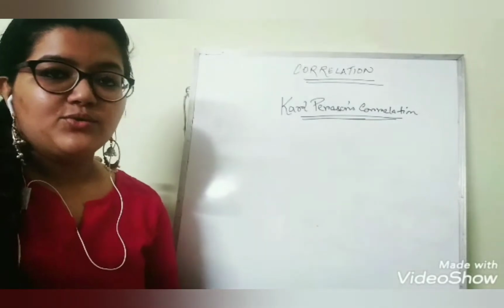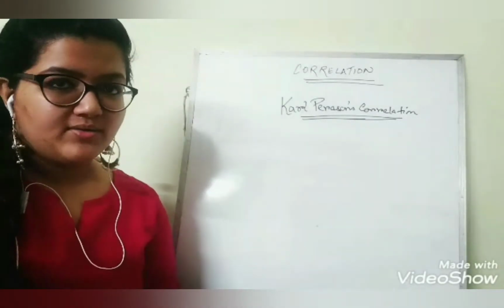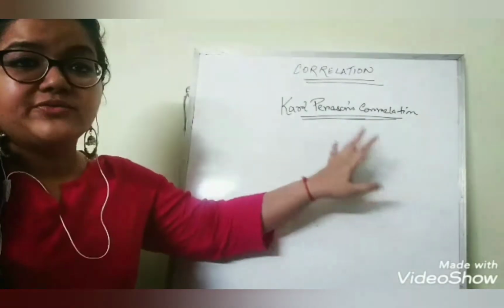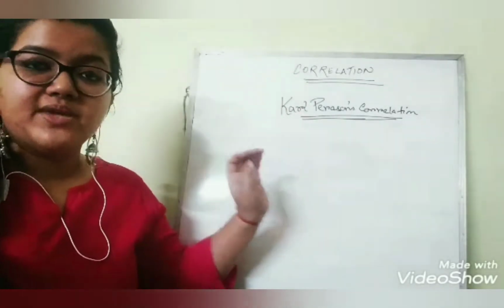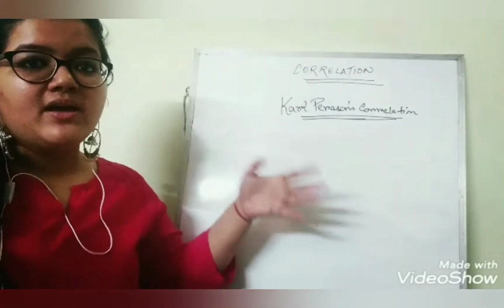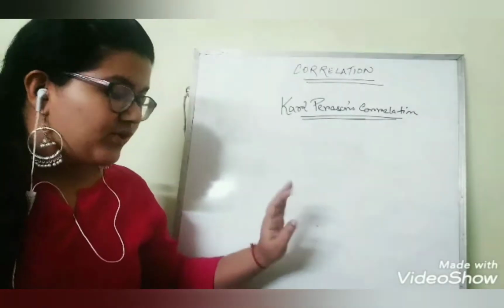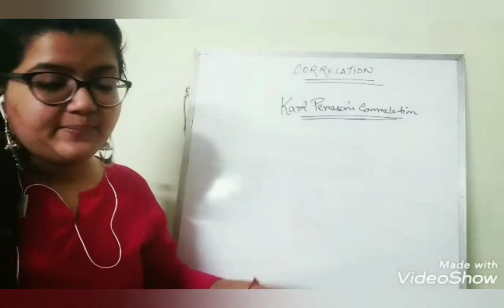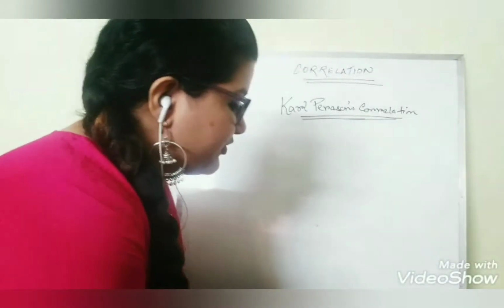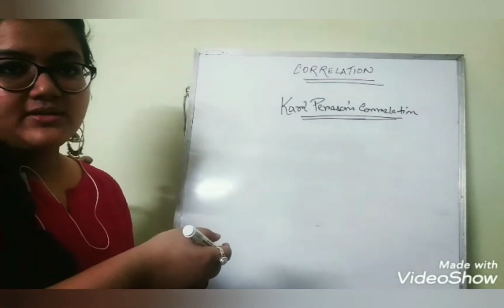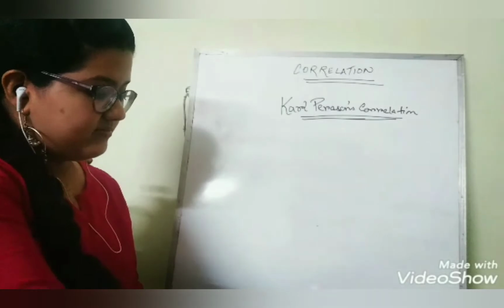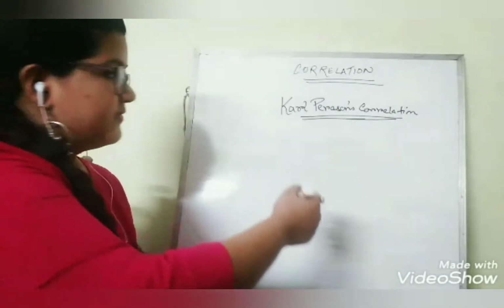Now I have given you all the formulas of Karl Pearson's correlation coefficient. These are the basic formulas. Now we have a few more formulas with frequency distribution also. I'll be discussing that later. So for now, let's solve an example. So we have to find the correlation coefficient between these variables. So I'll be giving it.